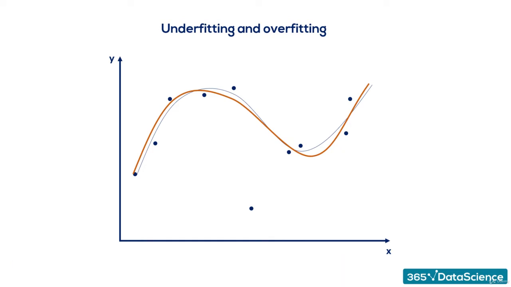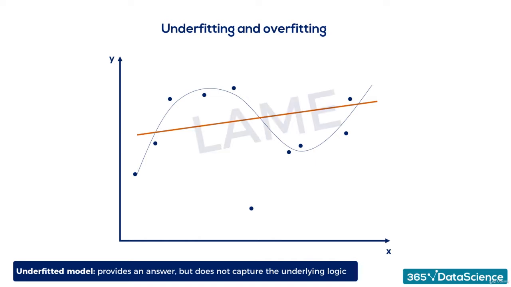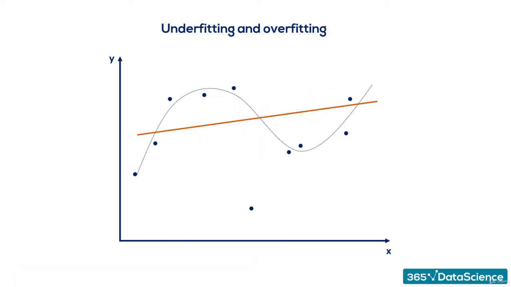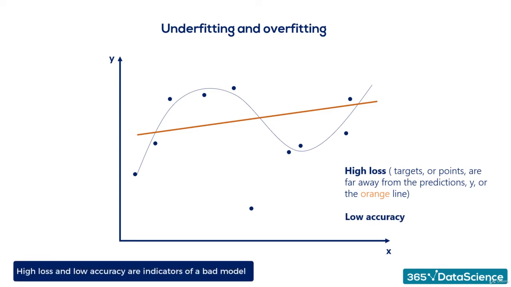Okay. We can certainly say a linear model would be an underfitting model. It provides an answer, but does not capture the underlying logic of the data. It doesn't have strong predictive power. It's kind of lame. Underfitted models are clumsy. They have high costs in terms of high loss functions, and their accuracy is low. You quickly realize that either there are no relationships to be found, or you need a more complex model.